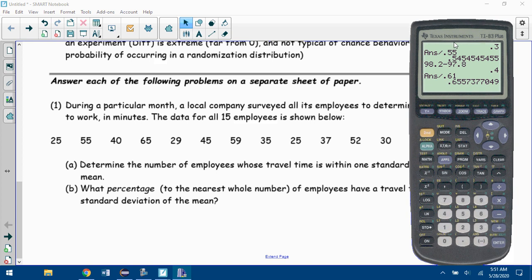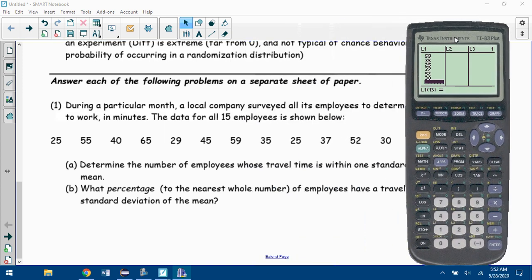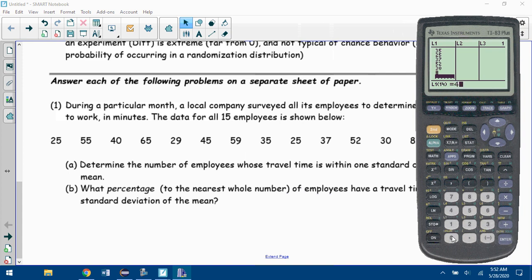Okay, so when they ask you for that, you've got to find the mean and the standard deviation. So you go to Stat, Edit, and you put all of these values into L1. So I've got 25, 55, 40, 65, 29, 45, 59, 35, 25, 37, 52, 30, 8, 40, and 55. And there should be 15 employees, and I'm on 15, so at least I know that I entered them all in.